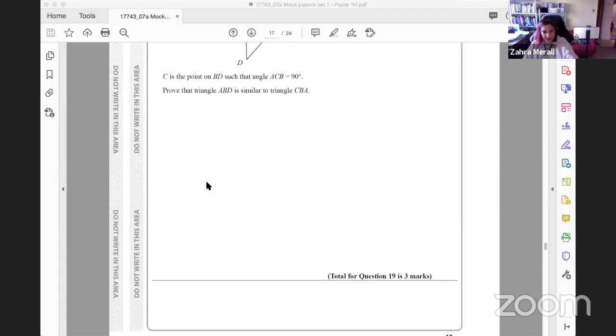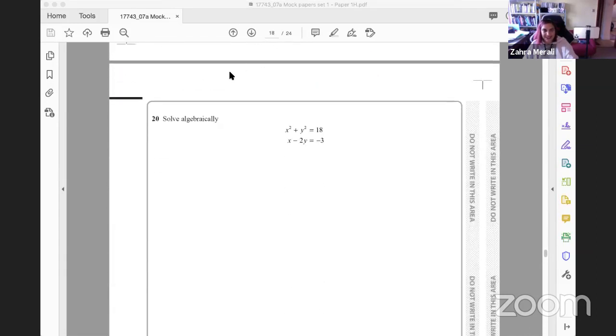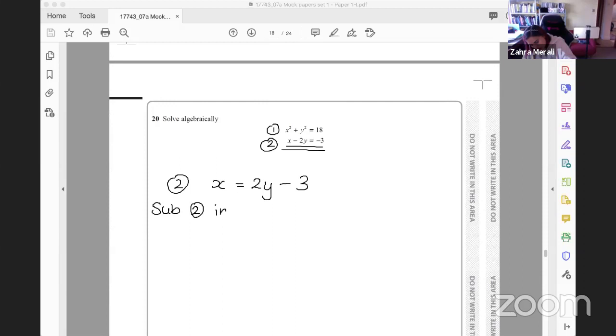Okay, question 20. Solve algebraically. We've got simultaneous equations, but with squares in them. Whenever you have this, you rearrange the one without a square into something we can substitute. The easiest thing to rearrange is the second equation, so we rearrange 2 to make x equal 2y minus 3. Then we sub this into 1, so we get 2y minus 3 squared plus y squared equals 18.